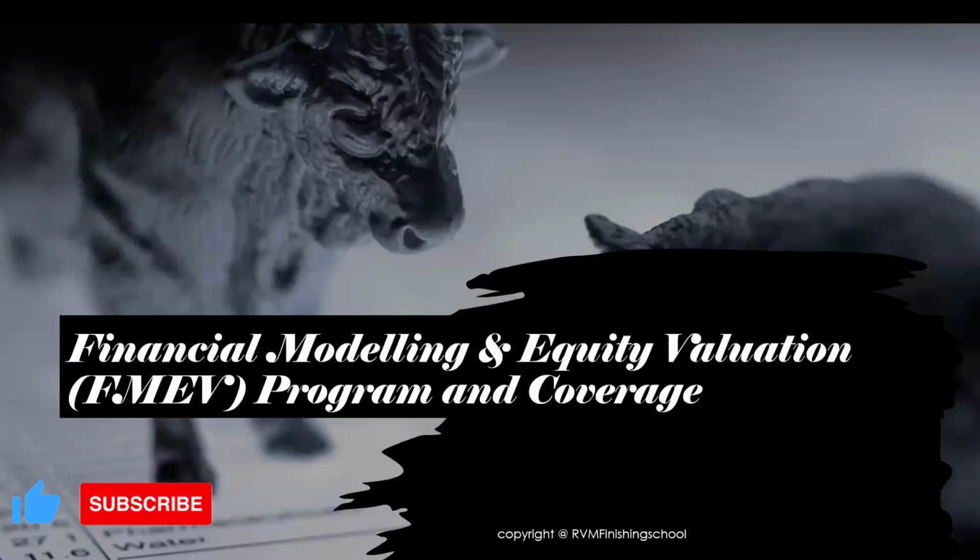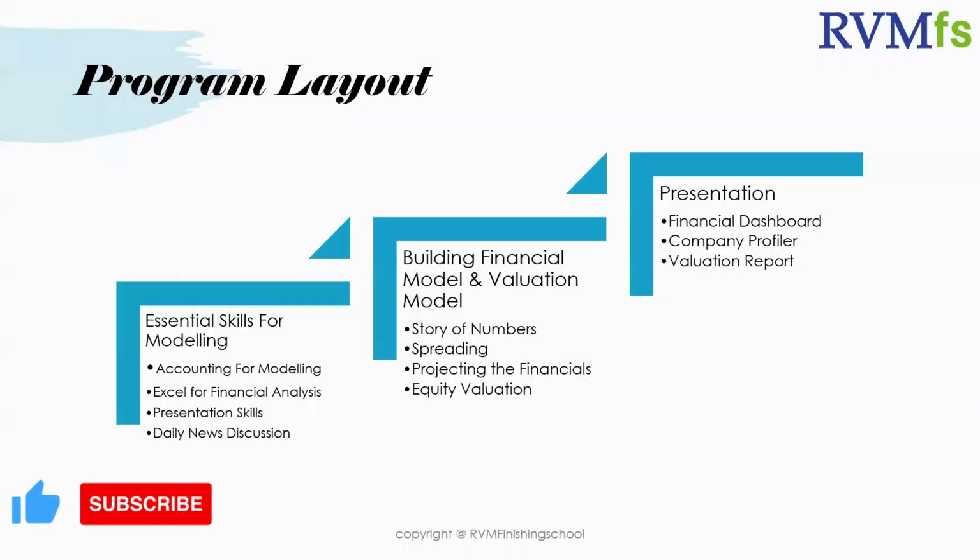Now, let's quickly go through what we are covering in the financial modeling and valuation program at RVM. What I did in part one was an overview of what financial modeling is, why we are building the model, how the entire thing runs, and the types of models. So here we'll see what is required and what we are covering. Let's go into the FMEV program. Here our objective is to build a financial model and do the valuation for equity. The program is basically divided into three core elements.